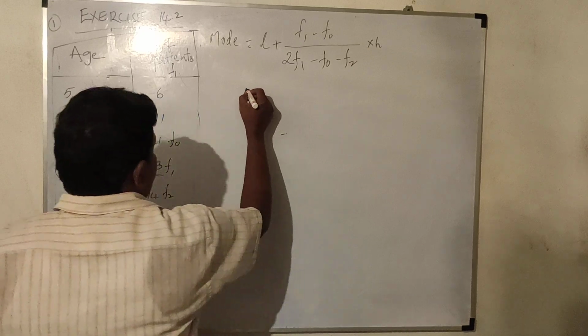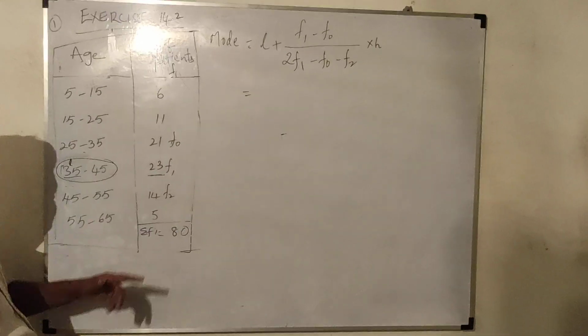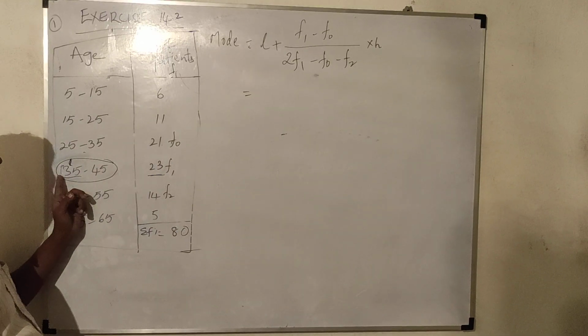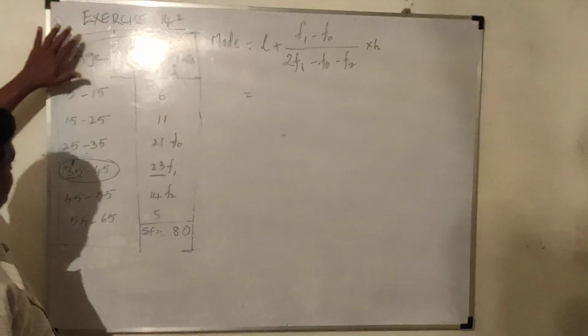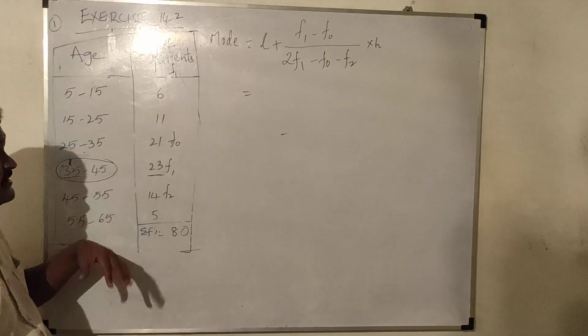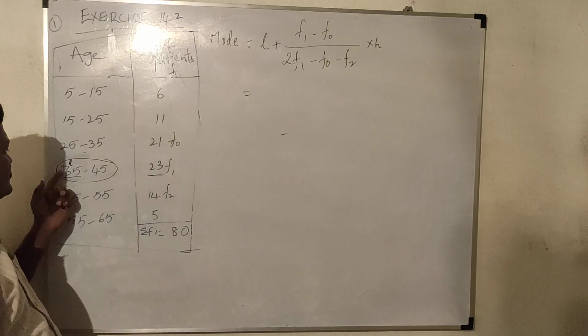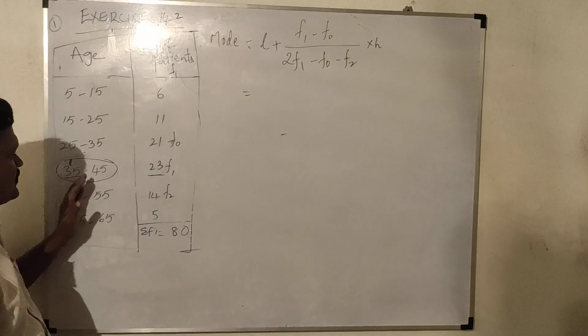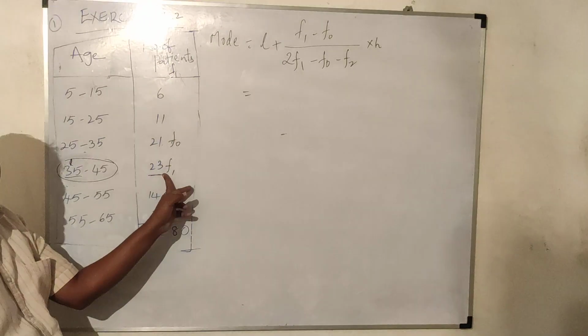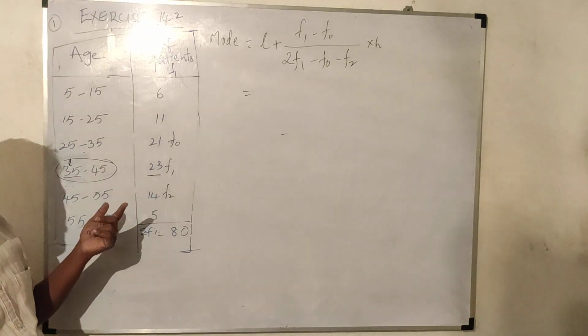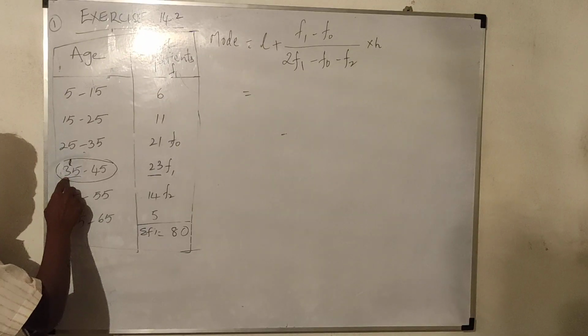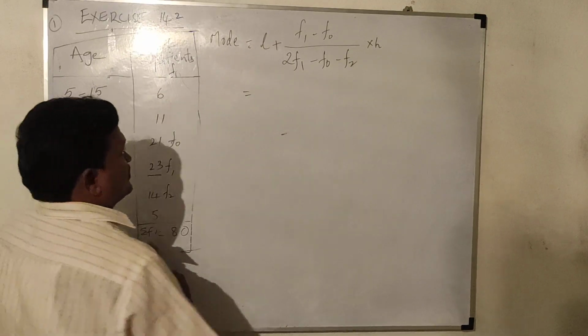So see here, what is L? L means the lower boundary of the modal class. How will you get the modal class? Among these classes, the one which has the highest frequency, that is 35 to 45, having the highest frequency, 23. That's why we are taking 35 to 45 as the modal class. In this, the lower boundary is called L.